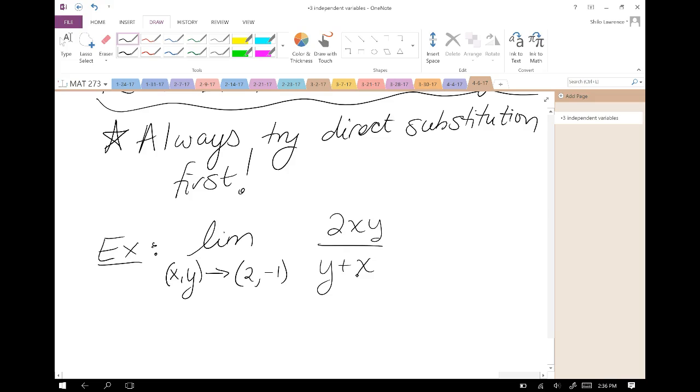Always just try direct substitution first and see if you can get an answer. So as (x, y) approaches (2, -1), we want to know where the function 2xy over y plus x is going. So we just plug in 2 for x and -1 for y and see if we can get an answer.